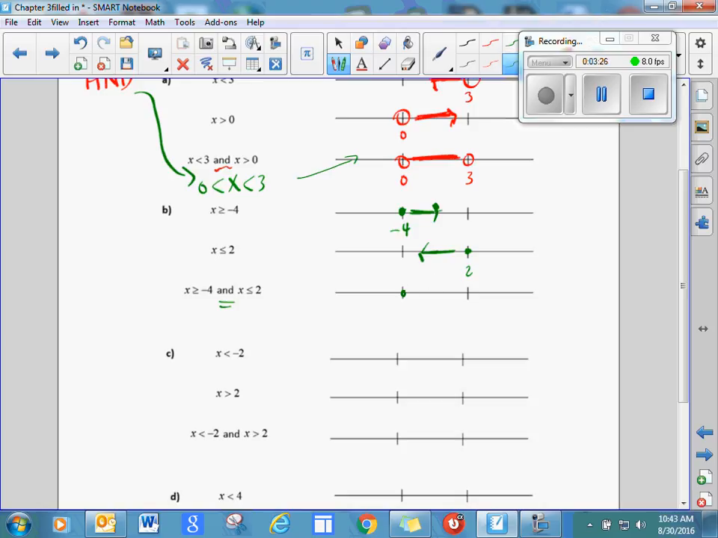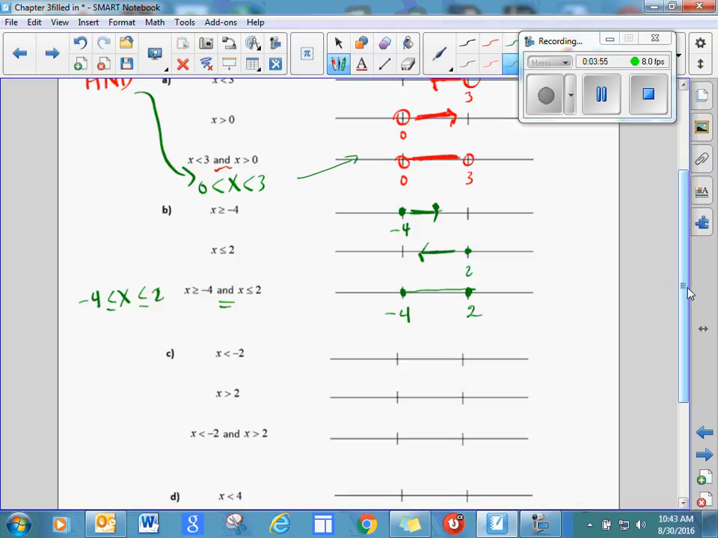So again, it's just a piece of the number line. This time, our endpoints are closed in. And to write it, I start with the variable in the middle. x is less than or equal to 2, but greater than or equal to -4.